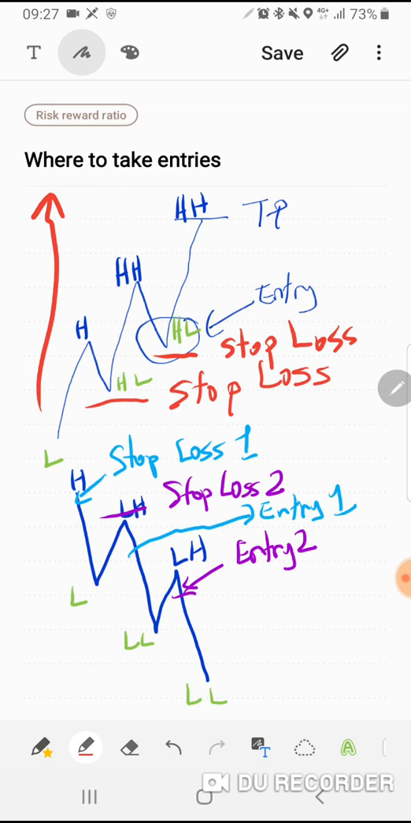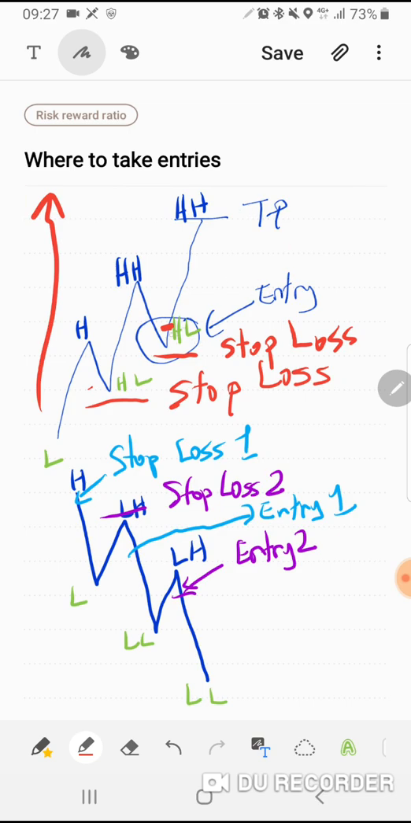Once you've identified your trend, normally you will put your entry. Let's say you didn't catch this entry here, you only managed to catch your entry somewhere here. So let's say you put your entry here. First of all, you need to find your risk first, before you can actually find your reward. I will always recommend you find your risk first.